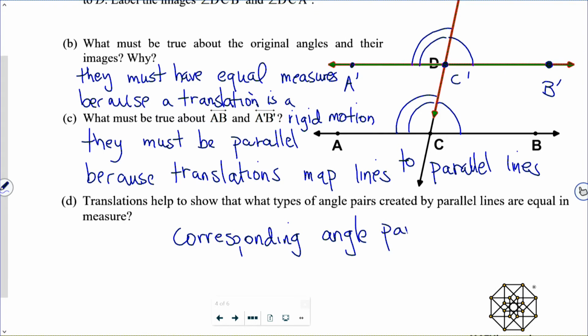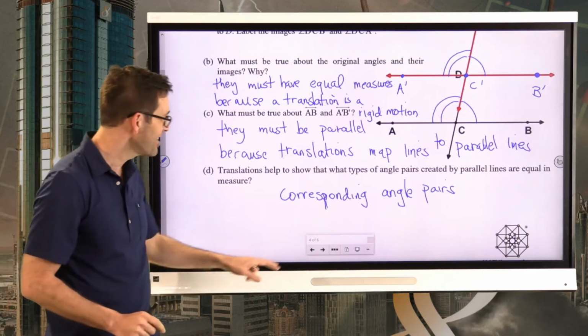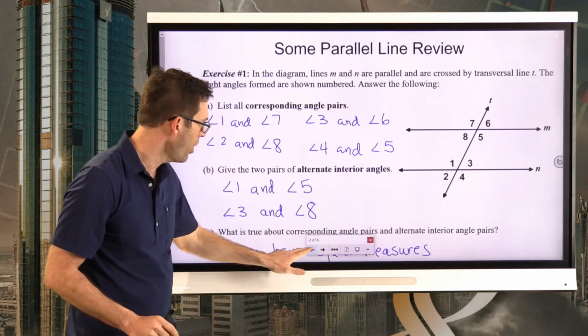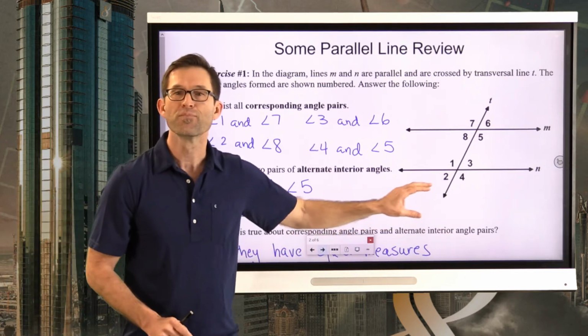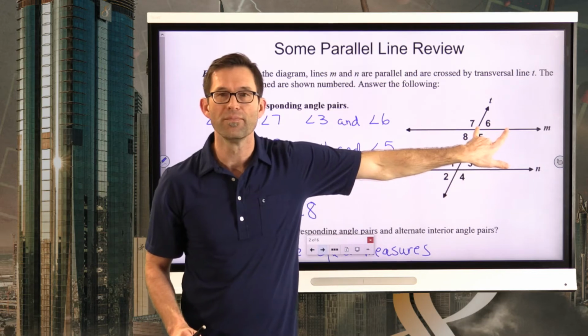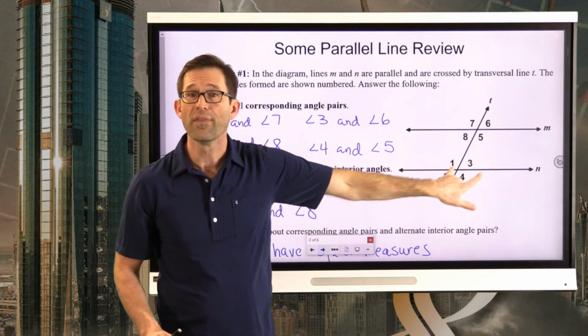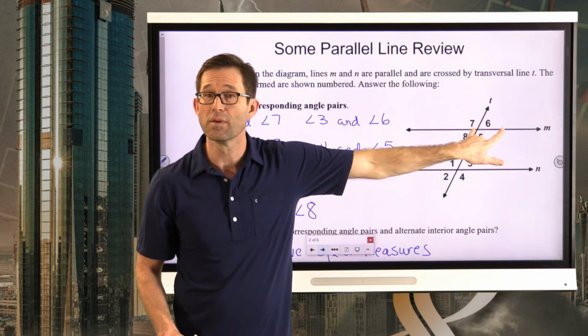And this kind of makes a lot of sense. Corresponding angle pairs. And again, you could probably really see it if we go back, maybe just back to here. If I literally took this line and translated it up to this line, then they would certainly lie on top of each other because a translation would map it to be parallel.